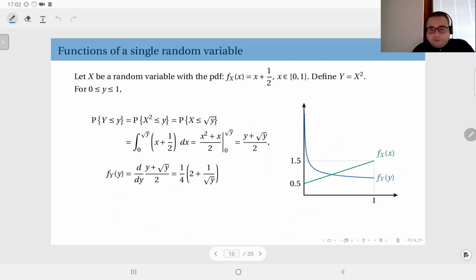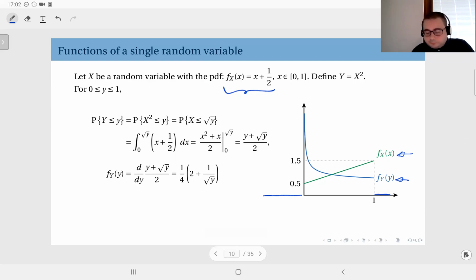Now here you see the PDF of each of these random variables. Here, the PDF of x is given to us, x plus 1/2, and that's plotted with this curve. And the PDF of y is plotted here, 1/4 times (2 plus 1 over square root y), between, of course, 0 and 1. When y is negative, this is 0. And also when it is beyond 1, the PDF is also 0. So the only probability we have is between 0 and 1.